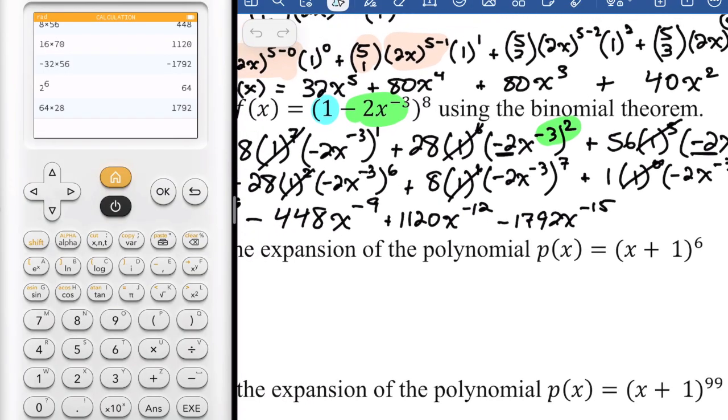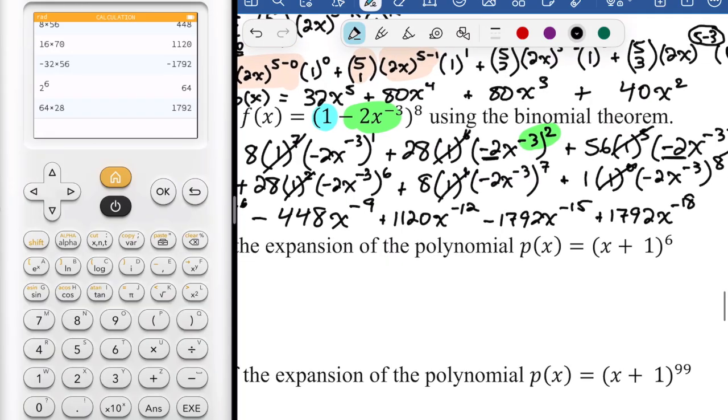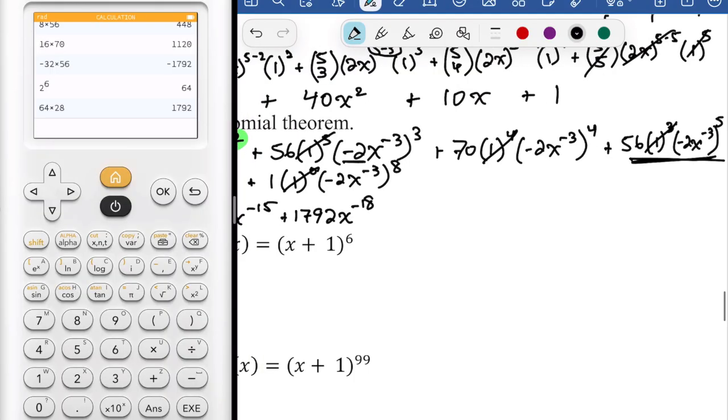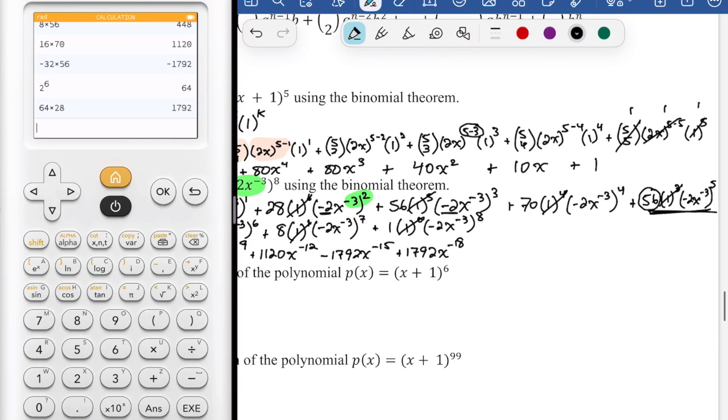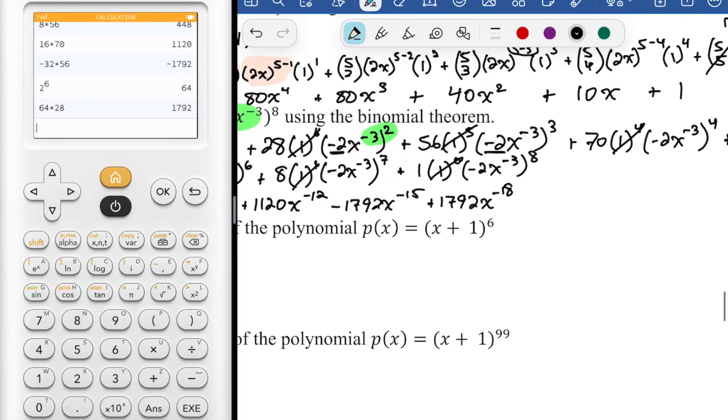So let me tuck that in there, plus 1792x to the negative 18th. All right, so coincidentally, right? But really, if you think about it, 28 is half of 56, and we're multiplying by an extra 2, so it kind of works out, or at least you should be able to sort of make your peace with that.